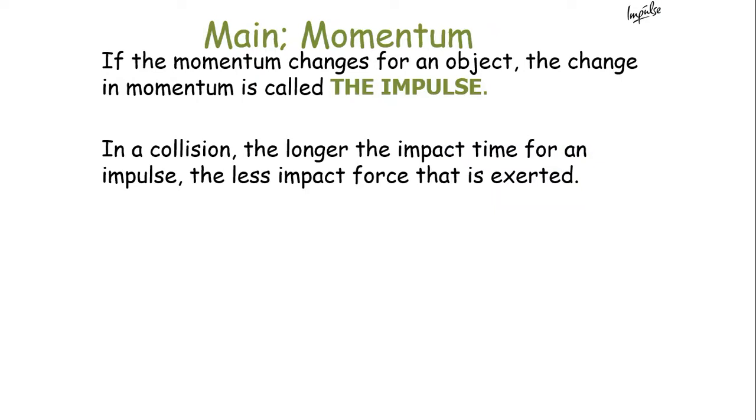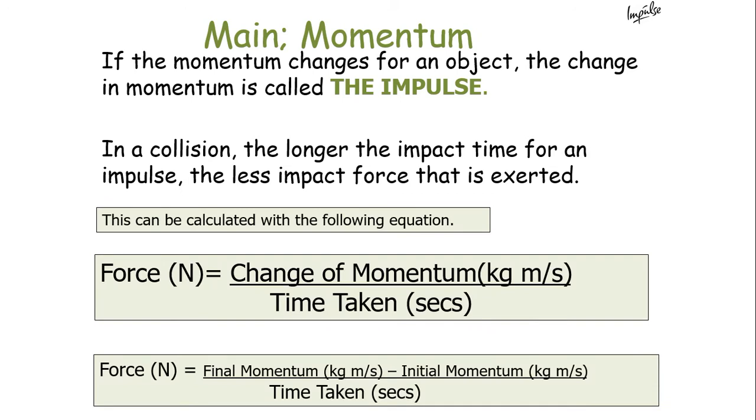So if the momentum for an object changes, the change in momentum is called the impulse. In a collision, the longer the impact time for an impulse, the less the impact force that's exerted. This can be calculated with the following equation. The impact force or the resultant force in newtons is equal to the change in momentum in kilogram meters per second divided by the time taken in seconds.